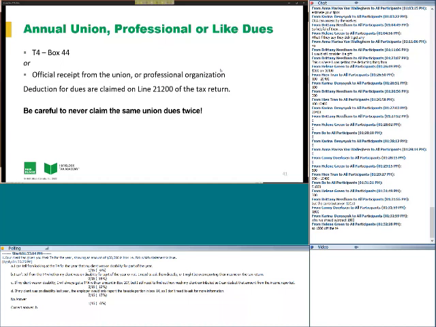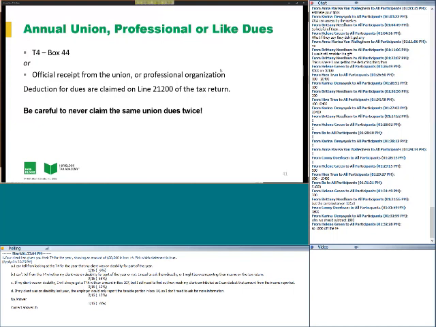All right, what you are going to have to deal with all the time, this happens frequently, is union dues or professional membership dues. I'm going to start with union dues. It can be reported in one of two places. You might have union dues reported on your T4. We already saw that in box 44. If you have it in box 44, you don't need a receipt. That is your receipt. That just goes on the tax return.